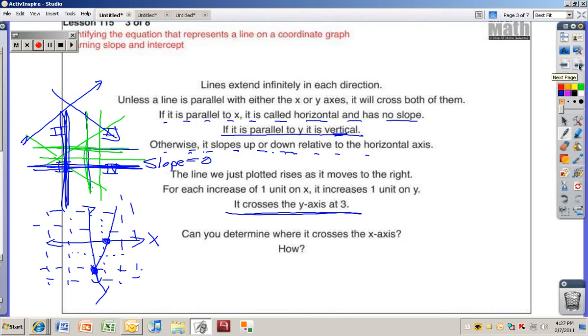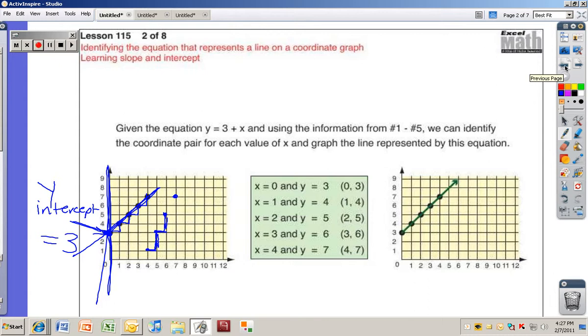Okay. Can you determine where it crosses the x-axis and how? Yeah, let's go back to this. Can we figure out where it's going to cross x? You have to use the 4-quadrant grid. Right, it's going to be over here. But think about this. If it's changing 1 every time, it's going to come down to here, right? And then it's going to be over 2. And then when it gets down to here, it's going to be over what? 3. So it's going to cross at negative 3. 3 positive 3s over here. It's going to cross the x-axis at negative 3.